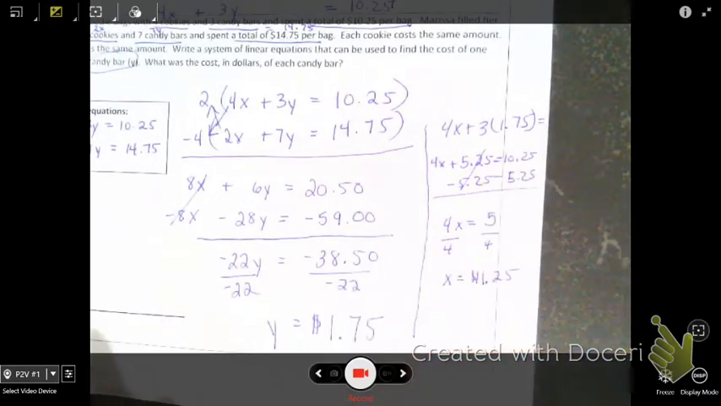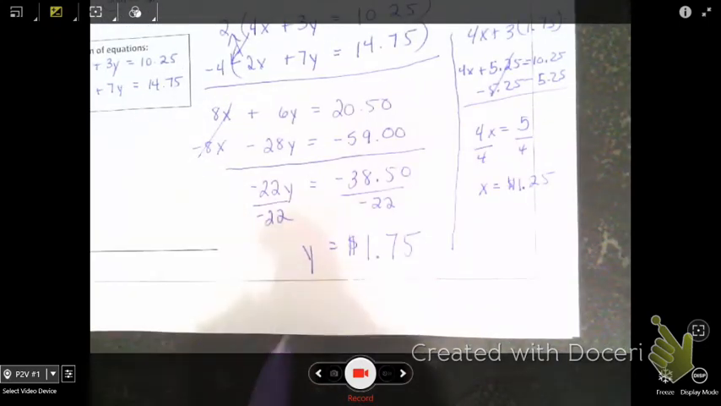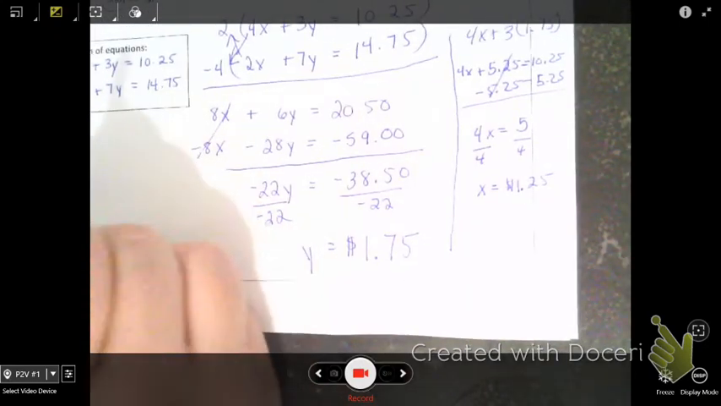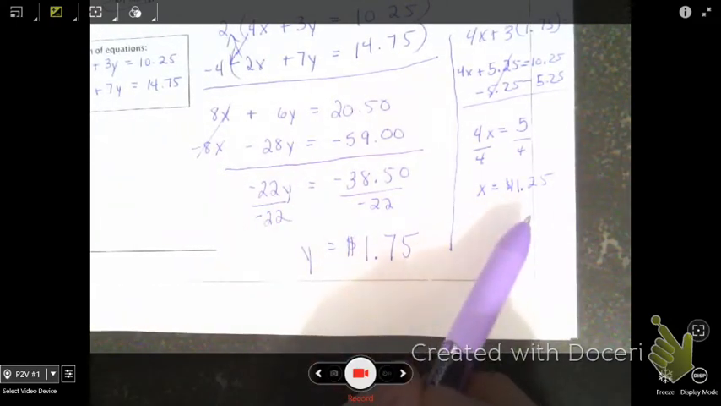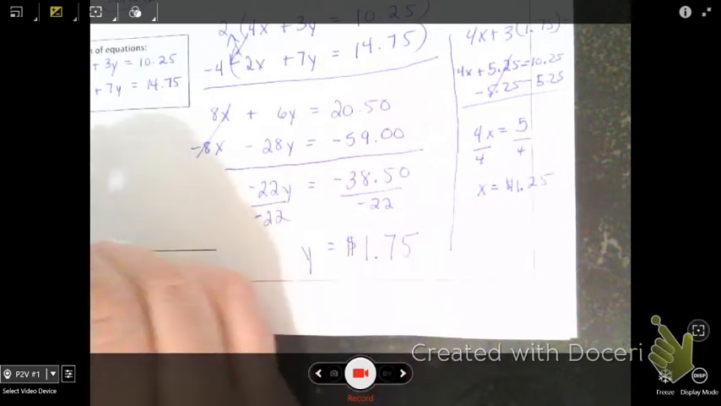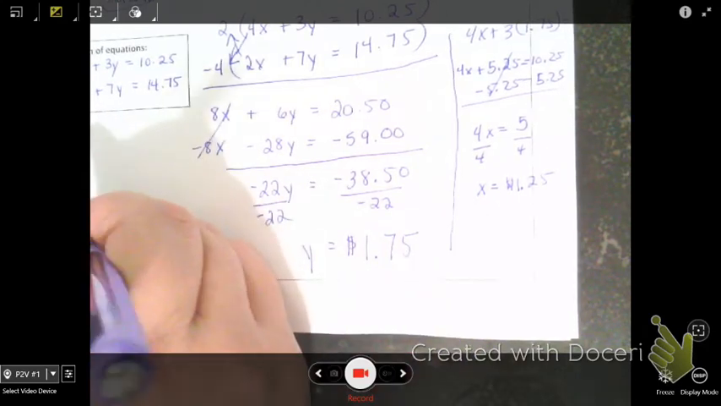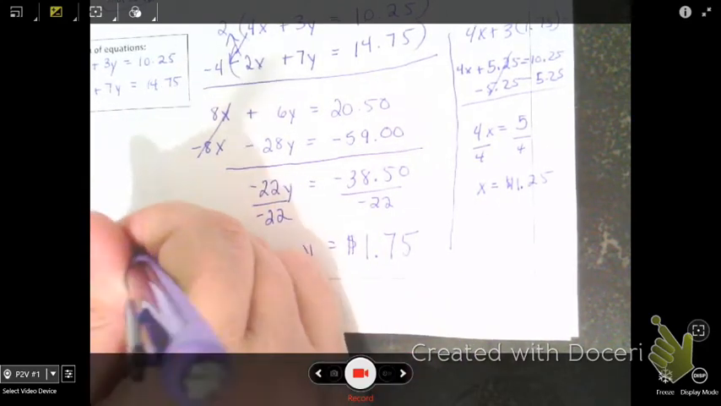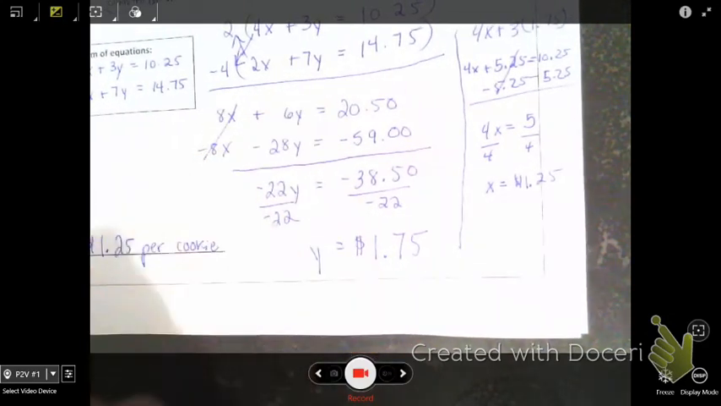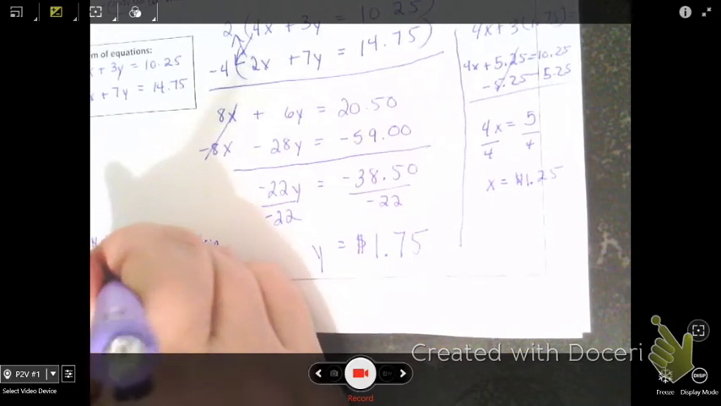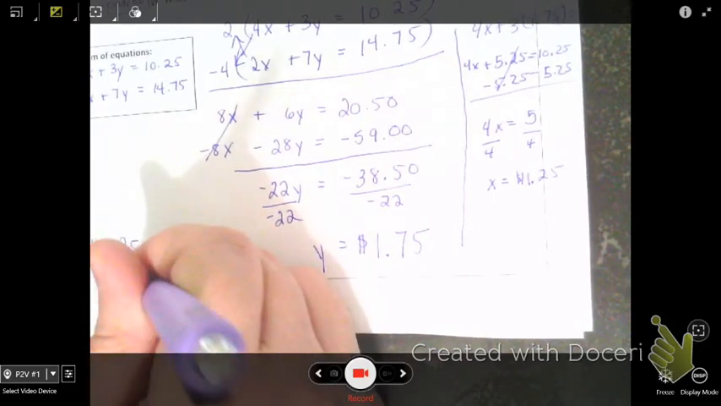So let's answer this in context. Okay. What was Y? That was the number of candy bars. So each candy bar cost $1.75, and then each cookie cost $1.25. So I'm going to say $1.25 per cookie and $1.75 per candy bar.